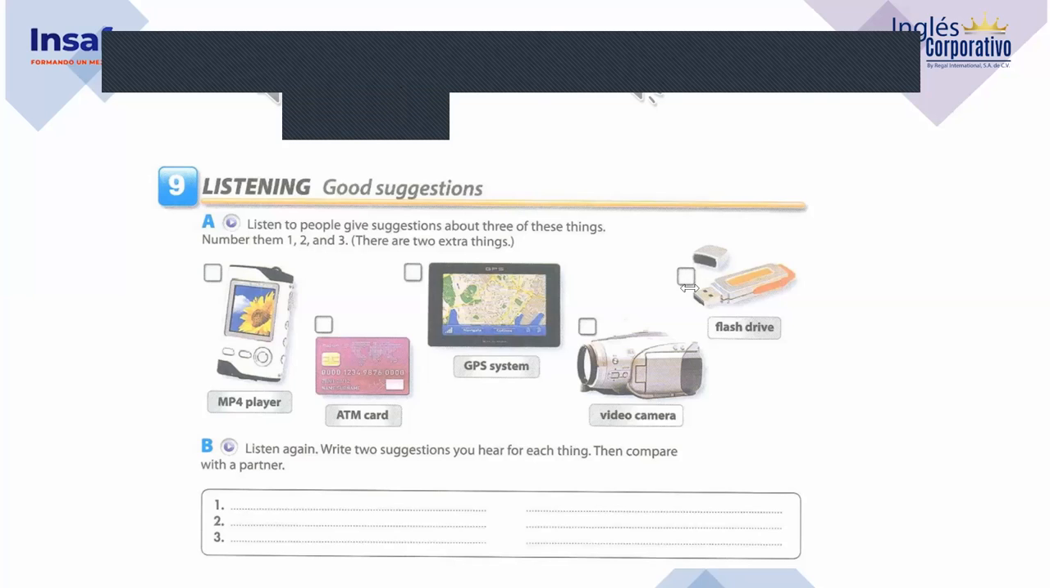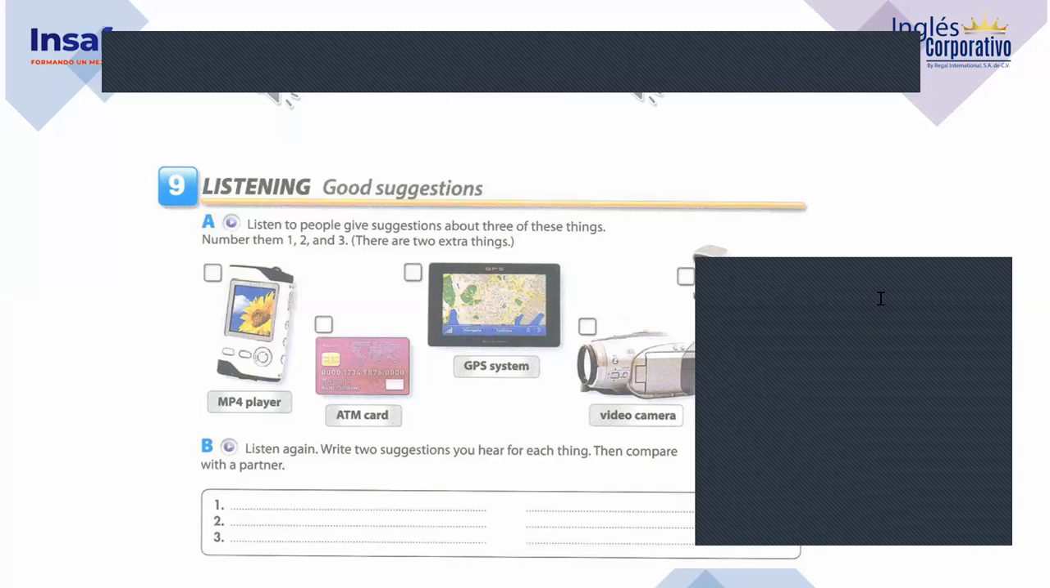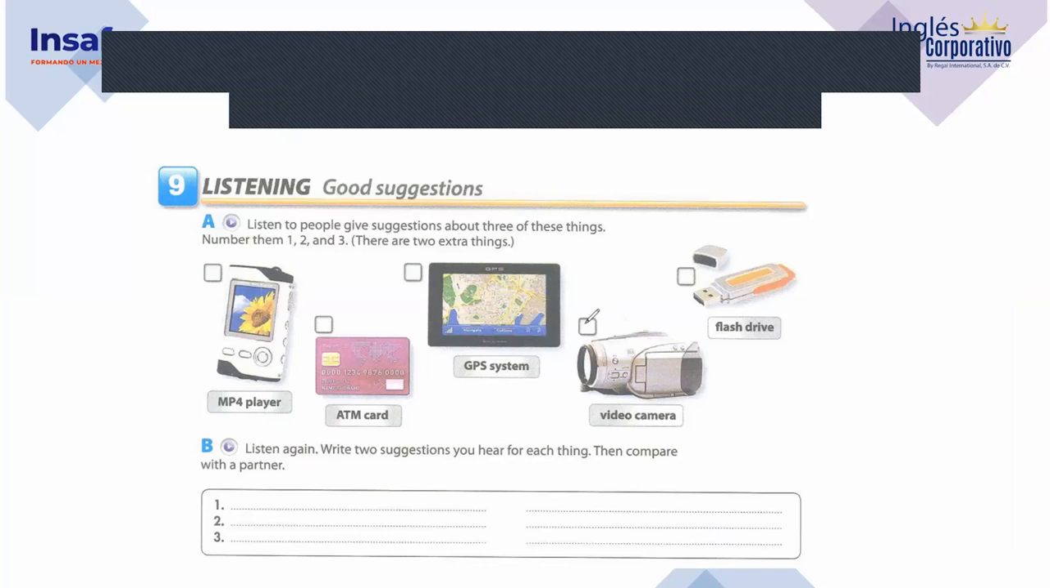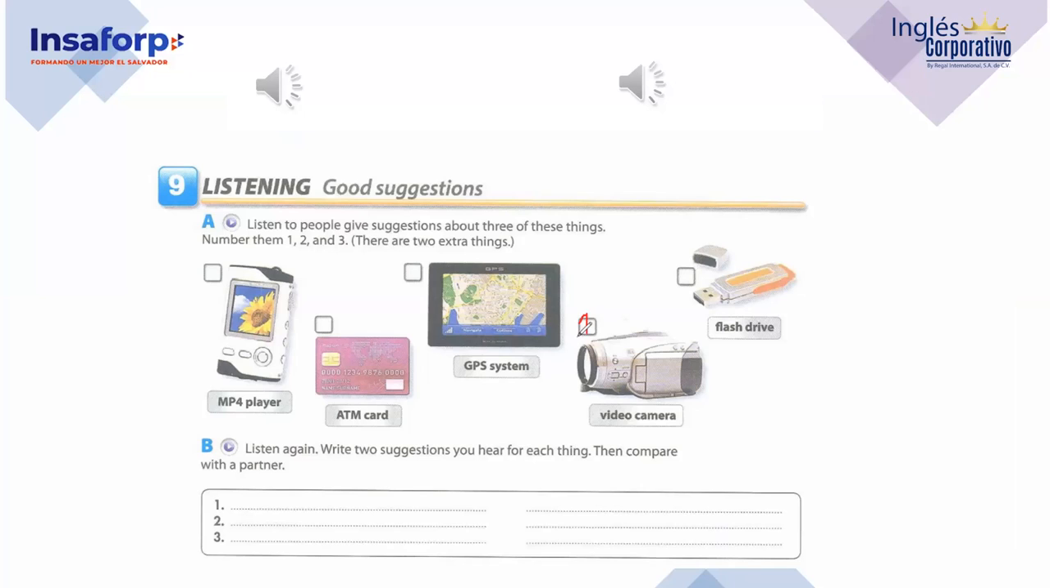Thank you. Jose? Yes, teacher. The first item is the camera. The second is the GPS system. And the third one is ATM card. That is correct. Thank you so much. The third one is my favorite.